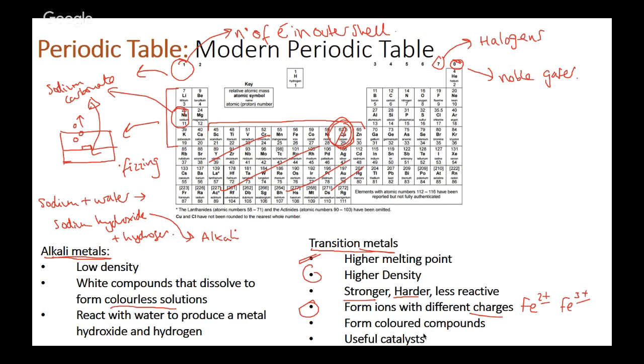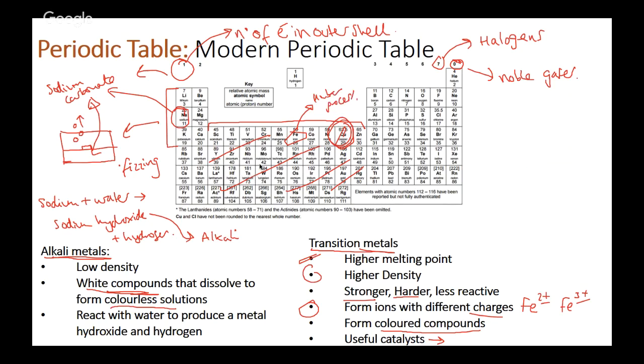They form coloured compounds as well. So unlike here, where white compounds are formed, transition metals will form colourful compounds. You might have seen some of those chemicals brought out by your teacher in greens and oranges and yellows. And these make useful catalysts as well. So for example, iron in the Haber process, a transition metal just here, is used in the Haber process as a catalyst, and you might need to use that as an example.